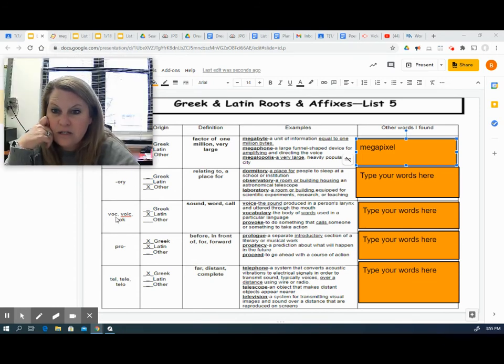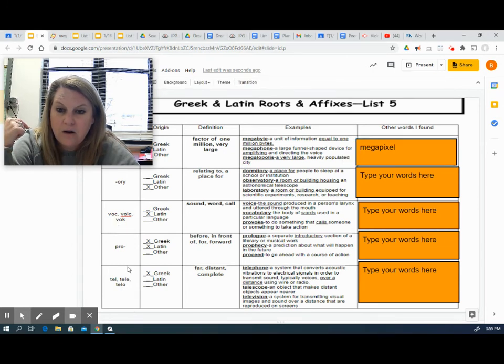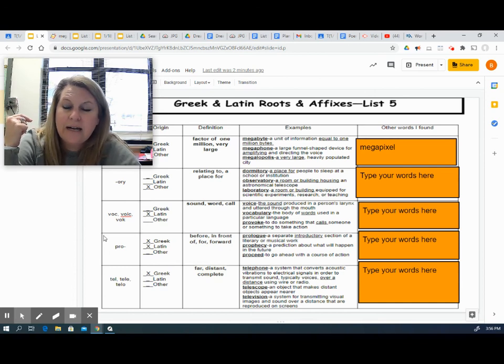Okay? These roots and affixes that come a little further down on your notes page, the VOC, VOIC, and VOK, the PRO, the TEL, TELE, and TELO, those are going to be easy. You can use your scan dictionary pages there too. So that's the gist of it. Guys, once you get one or two of those example words that are not already in my example words over here in these orange boxes for each root or affix, then you're going to go back and turn that assignment in. Let me know if you have any questions or you need any help.